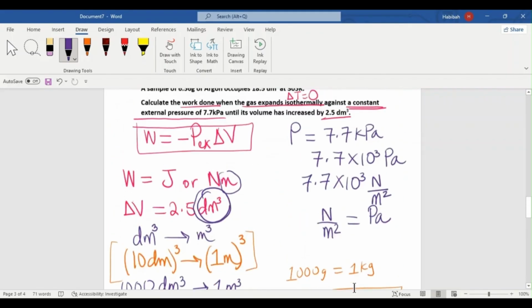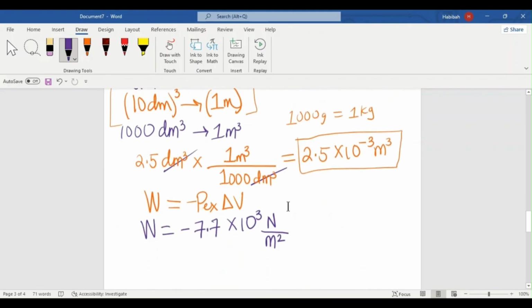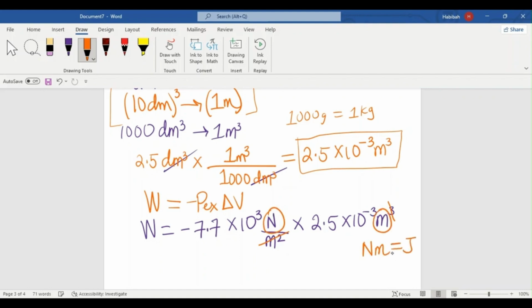Then we have the change in volume times 2.5 times 10 to the power of negative 3 meter cubed. Of course, we see that we've got meter squared at the bottom and meter cubed at the top, so we cancel the meter squared and we have just Newton times meter, which is what we would want, because the unit for work is joules. So Newton meter equals joules. We're trying to see that our units are in the proper form, so we can continue safely to put this information in the calculator.